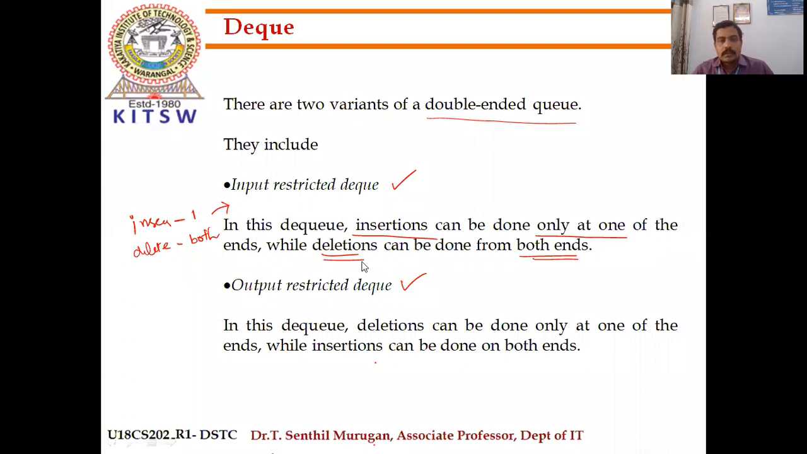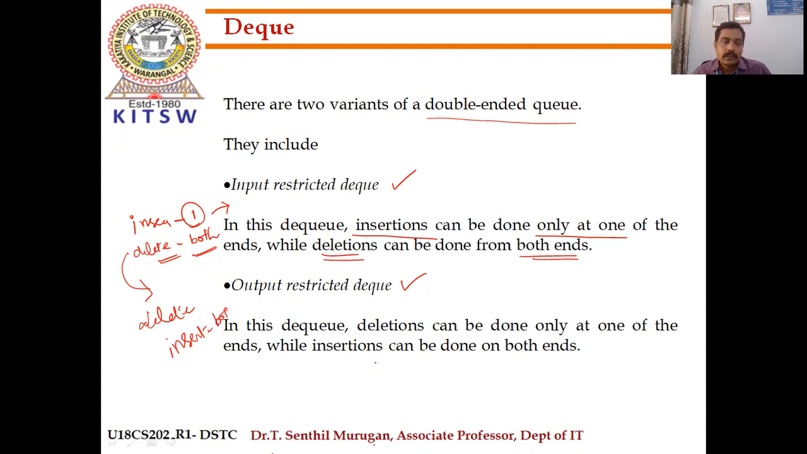We will share the PPT. We have two variants of Deque: input restricted Deque and output restricted Deque. Input restricted Deque means we insert an element on one side, but we can delete from both sides. It is just the opposite for output restricted: we perform delete at only one end, but we can perform insert at both ends. So this is output restricted Deque.